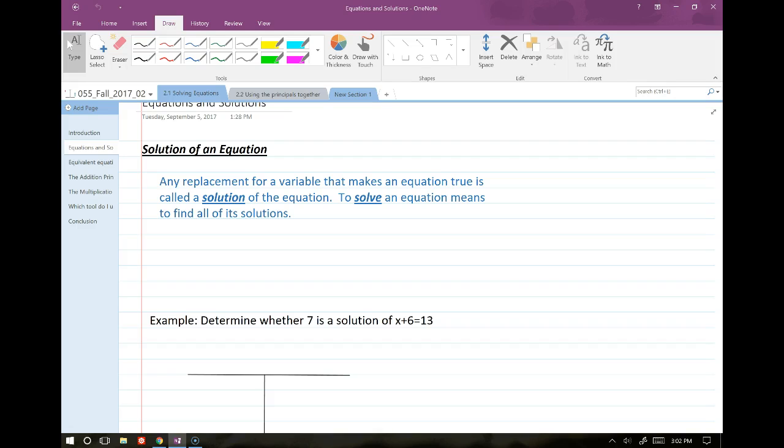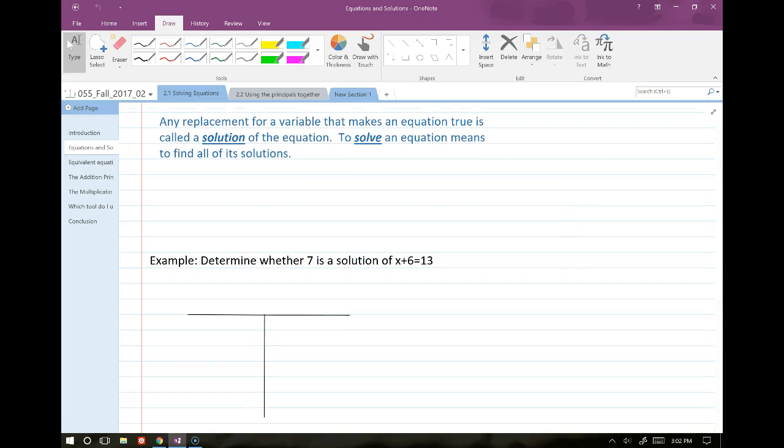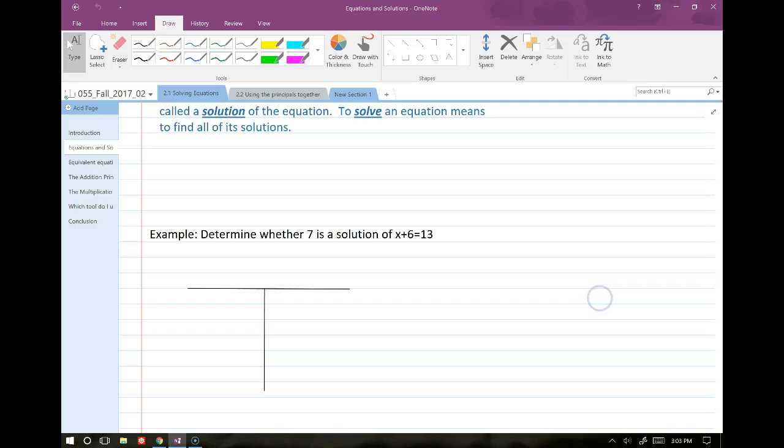All right, so to determine whether something is a solution to an equation, at this level, we kind of throw it into a table, right? And so for this next example, we want to determine if 7 is a solution of x plus 6 equals 13. Some of you guys might be able to see that already.